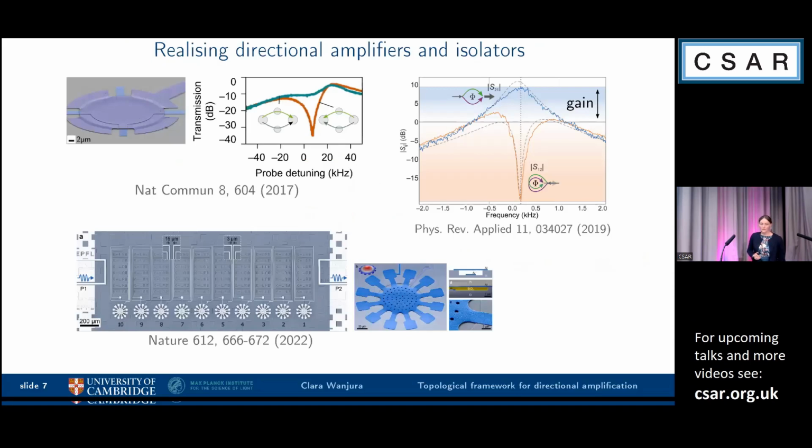So much for theory. There are multiple platforms for realizing such systems in such a way that they are scalable and relevant for quantum technologies. For instance, with optomechanics, these are small-scale experiments where an isolator was realized. This is an example for a directional amplifier where the gain is much larger than the reverse gain, as you can see here. And new developments now also allow to realize large lattices.